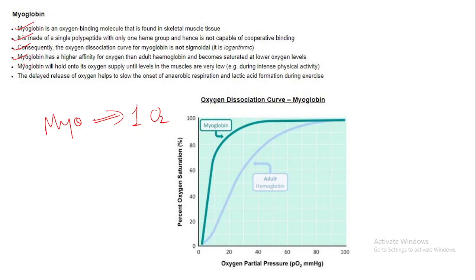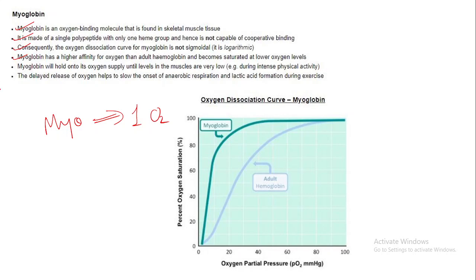Myoglobin will hold on to its oxygen supply until levels in the muscle cells are very low. So during intense physical activity, until that point, myoglobin will be holding on to its oxygen. Only when too much work is being given to the muscles does it have to be generous and provide the oxygen it has, so that energy is produced and the physical activity keeps going.